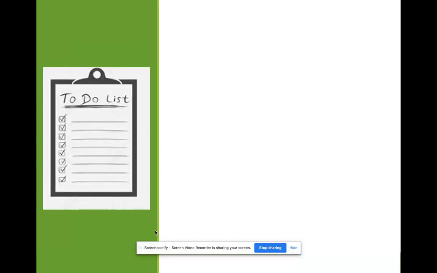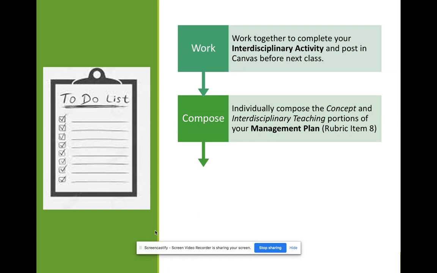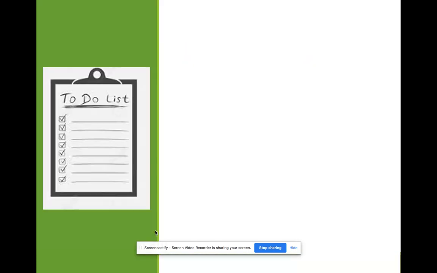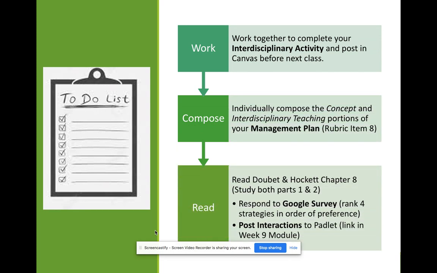All right, so what's your to-do list? First of all, work together to complete your interdisciplinary activity and post it in Canvas before next class. Second of all, individually compose the concept and interdisciplinary teaching portions of your management plan. That's what we just looked at here. And then read Dubé and Hockett, Chapter 8, both parts 1 and 2.